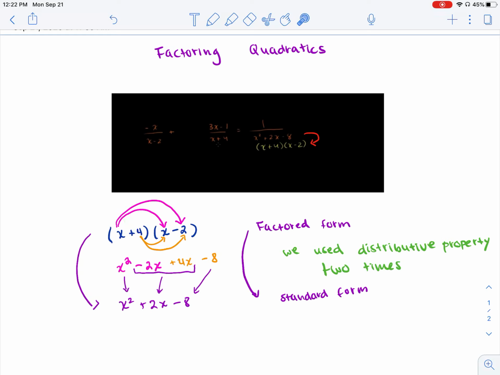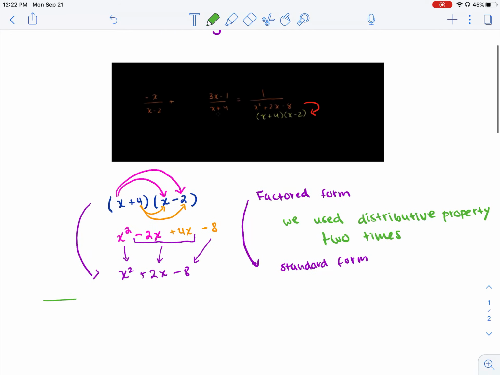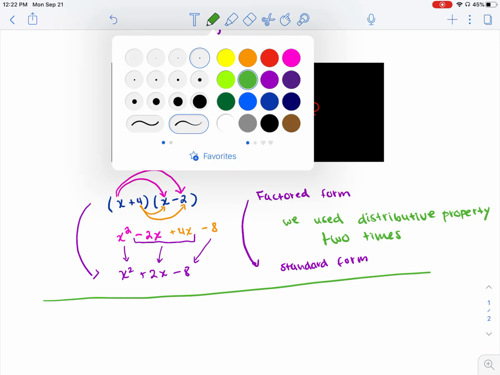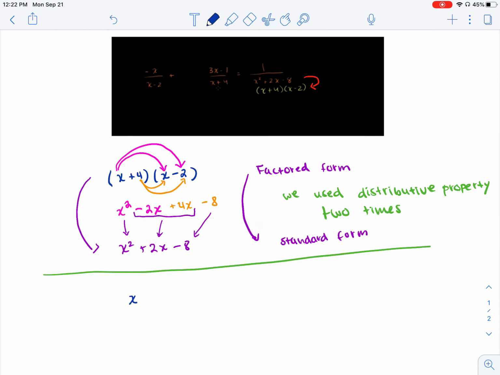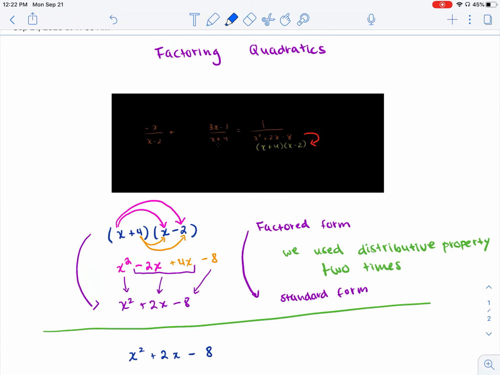So now this video is going to show you how to go from here up here, standard form to factor form. So we're going to do this, but the other way around. So we have, let me just write the original, x squared plus 2x minus 8. Just so this helps you memorize, the word factor means to multiply.